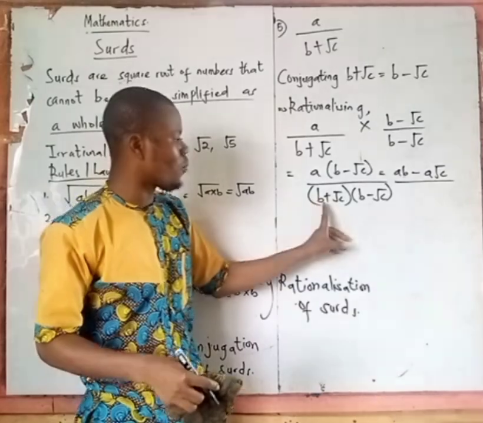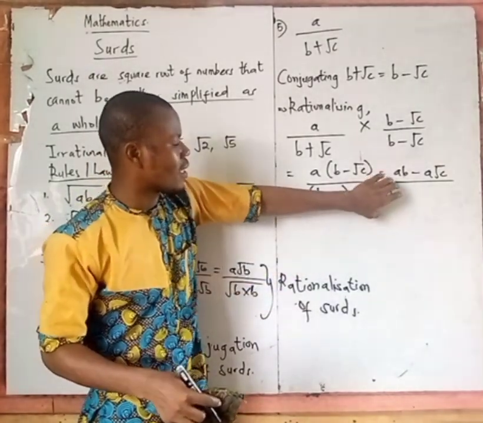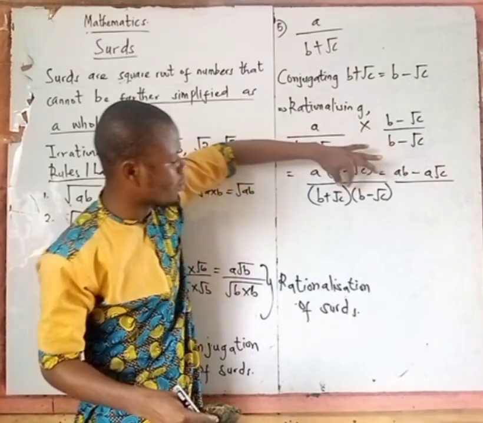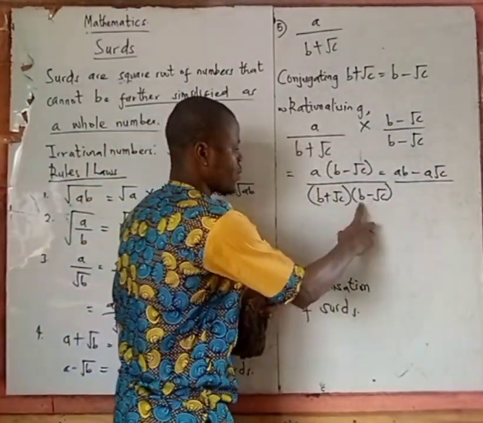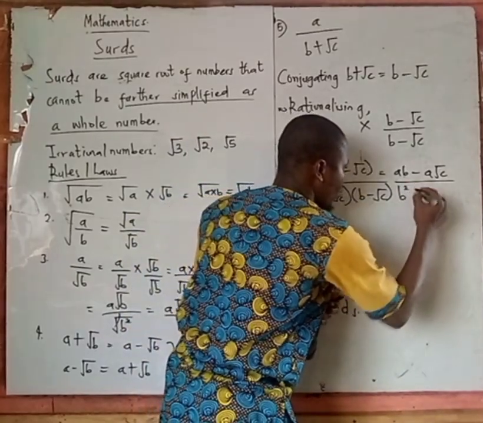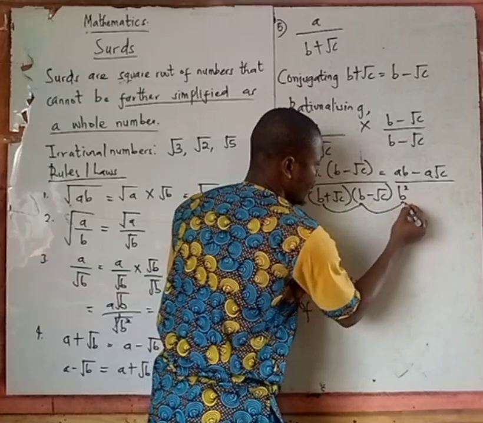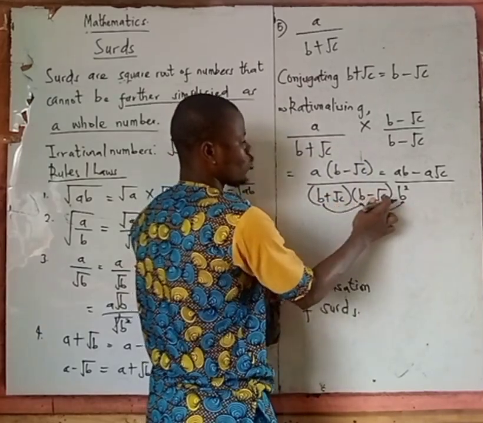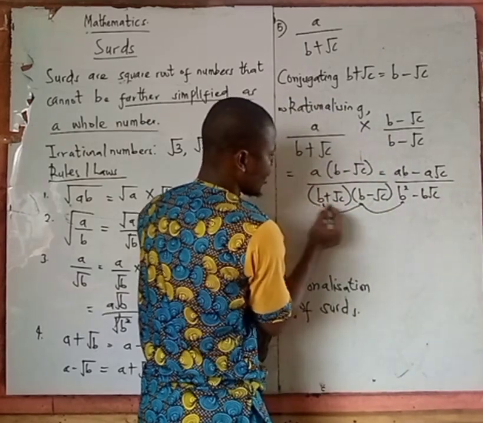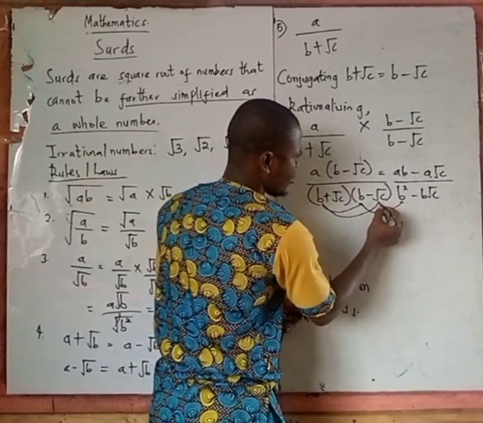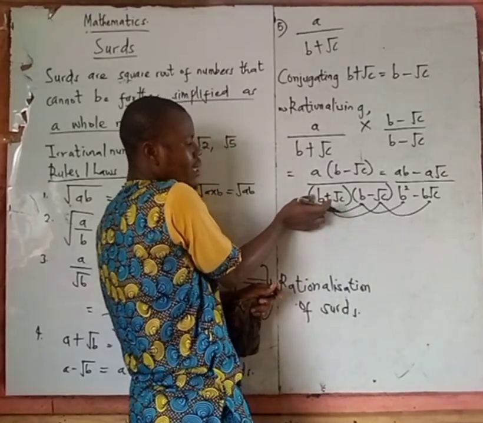So b times b. We want to multiply b by this surd and multiply root c by this surd. So b times b gives us b squared. B times minus root c gives us minus b root c. So that is, you multiply b by this bracket.